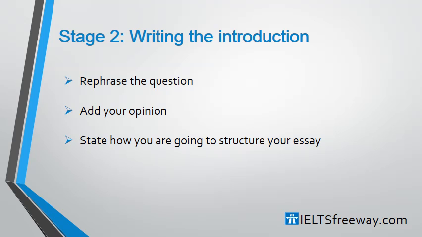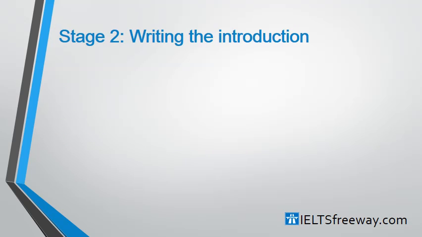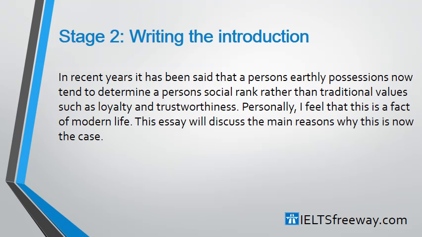This is the introduction I have written to the last question, which was asking about people's values. So, the first sentence is me rephrasing the question, showing that I understand what it's about. Let's see what I've written. In recent years, it has been said that a person's earthly possessions now tend to determine a person's social rank rather than traditional values such as loyalty and trustworthiness.